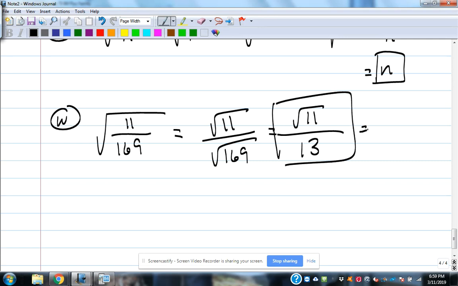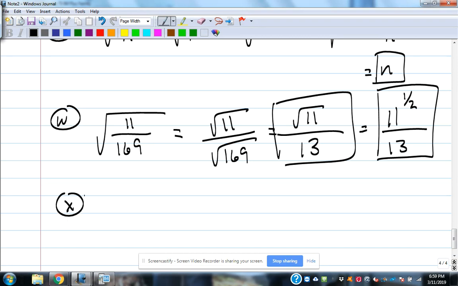How could I write that as a rational exponent? 11 to the 1/2 over 13. Those are equivalent expressions. One is with a radical, one is with a rational exponent. But you're splitting it with the index that's on the outside. Yeah, I'm splitting it. It's on the 11 and the 169. I'm splitting it into both of them.